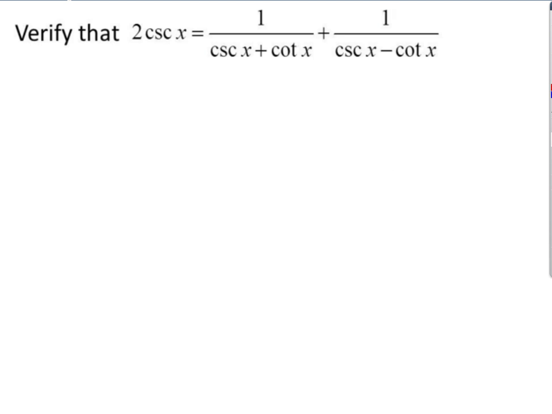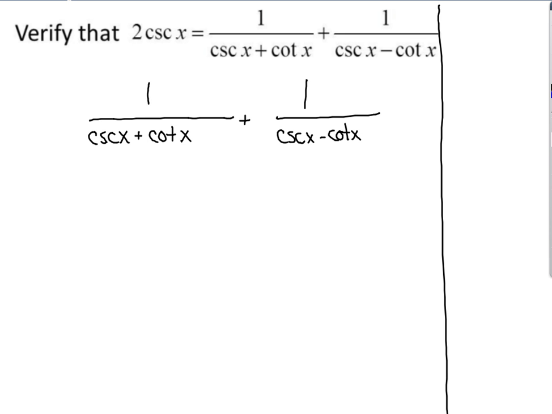So if we take a look, you don't always have to start on the left. Sometimes it would be easier to start on the right and then try to make it look like the left side. So let's start on the right for this one and try to make it look like the left side. Right now our denominators are cosecant x plus cotangent of x and cosecant of x minus cotangent of x. So we need to make the denominators the same.